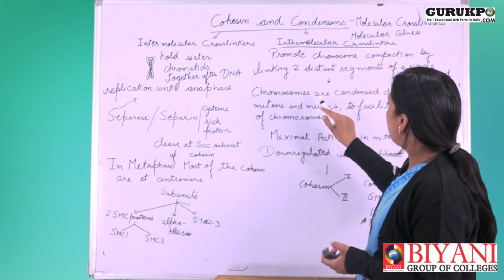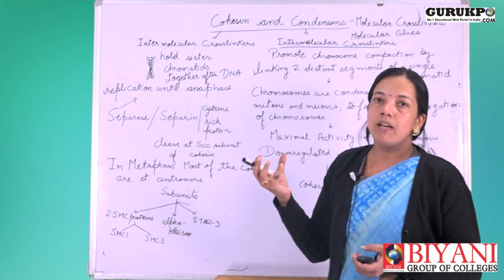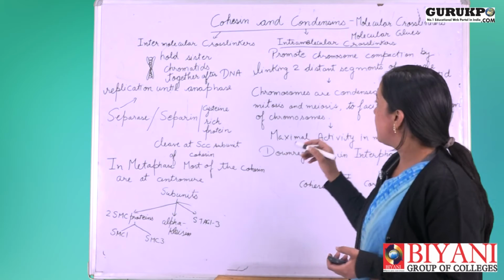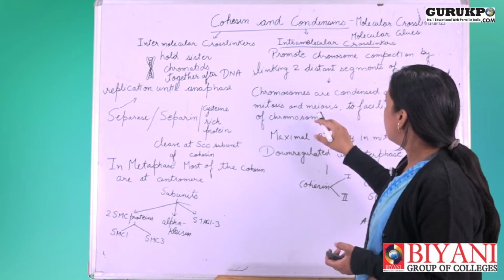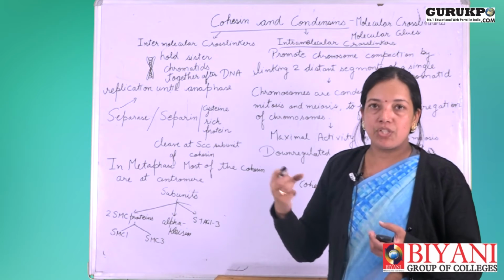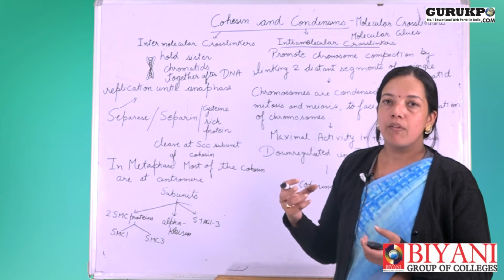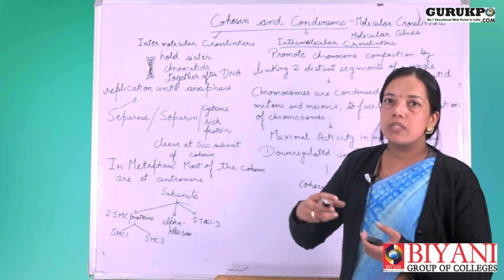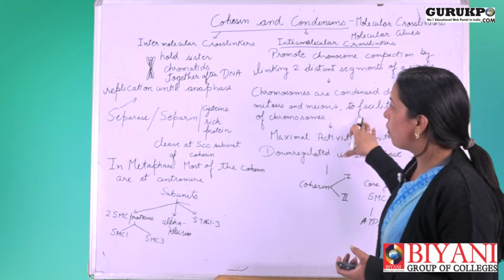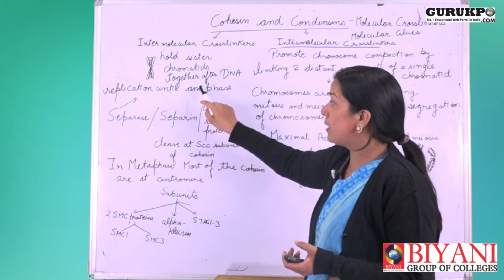Now, what is the function of these condensins? These condensins condense the chromatin material and chromatids during cell division, and by condensation they cause the condensation of the chromosomes, which facilitates the separation during cell division. This is when the chromosomes are moving apart from the metaphase plate towards the poles. Now, the cohesins hold the two chromatids together.